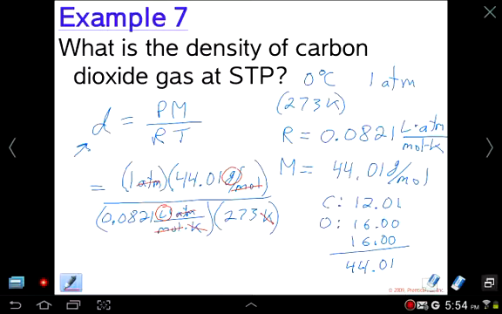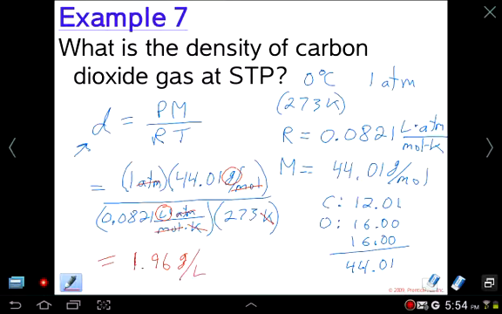So if you plug all these numbers in, we get 44.01 divided by 0.0821 and 273. We should get ourselves a final value of 1.96 grams per liter for carbon dioxide gas.